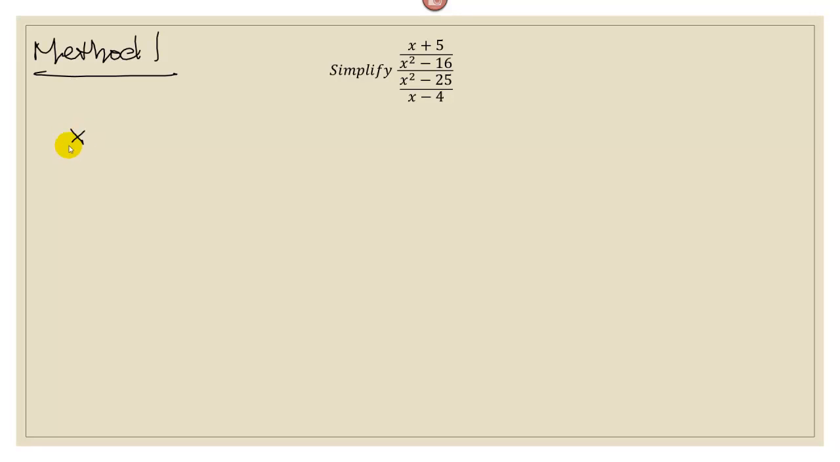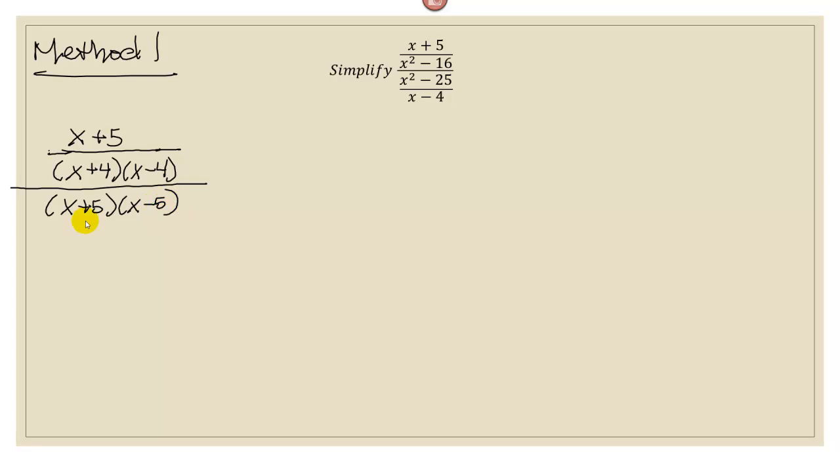We have x plus 5 over, you know what, let me factor that. x squared minus 16, that's a difference of squares, and that's going to give you x plus 4 times x minus 4. At any point in time you can factor, it's okay. And then I'm going to divide that whole thing by, again, this will factor to be x plus 5 times x minus 5 over x minus 4.